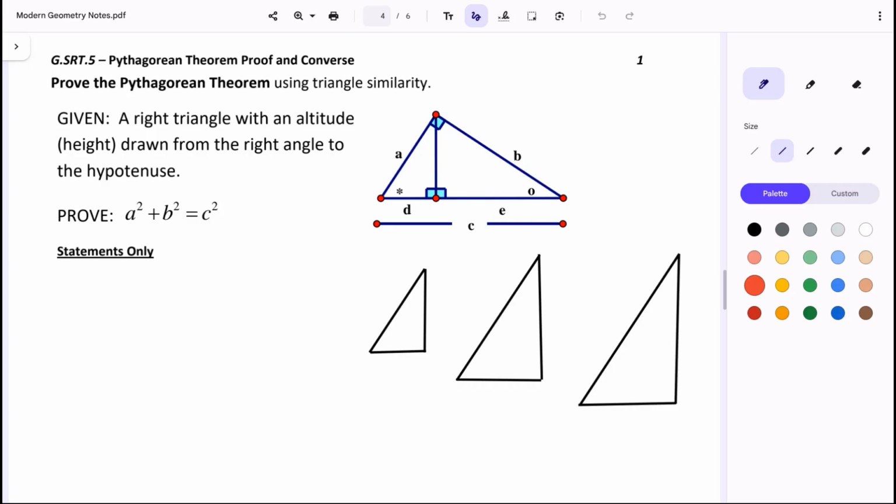So for the small triangle, we're going to call this side the A, across from that 90 degrees. We know that the smaller piece is D at the bottom. And then we have this angle. Other than the 90 degrees, we have this angle, this little star. So I'm just going to put that down there.